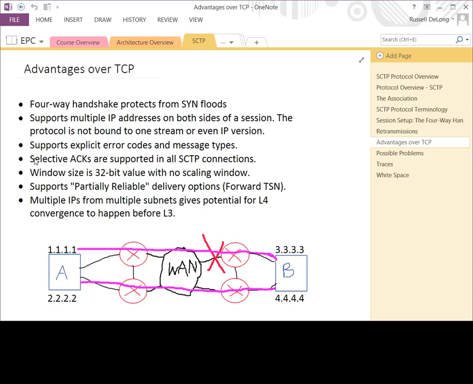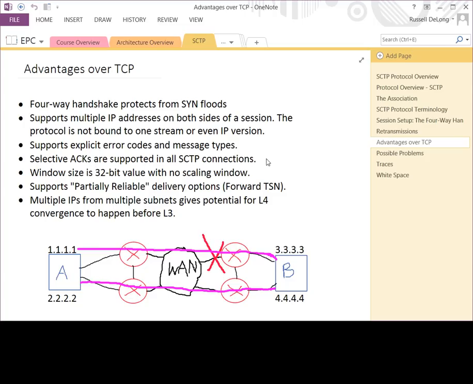Selective acknowledgements are supported in all SCTP connections. In TCP, you have the issue of different operating systems and different systems in general having different TCP stacks, where some might support selective acknowledgements and others might not. It's not required. It's actually negotiated in TCP during the handshake process, that SYN, SYN-ACK messaging.